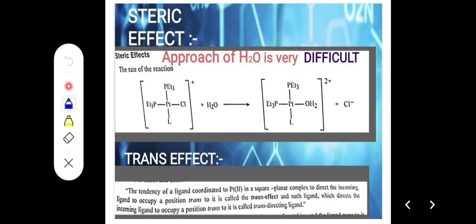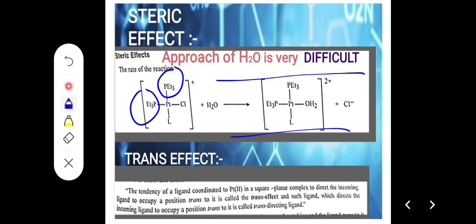Now this is difficult because there should be a bulky group and there should be a bulky group. Due to this, water approaching is difficult. Okay. Trans effect: the tendency of a ligand coordinated to platinum(II) in a square planar complex to direct the incoming ligand to occupy a position trans to it is called the trans effect, and such a ligand which directs the incoming ligand to occupy a position trans to it is called a trans-directing ligand.